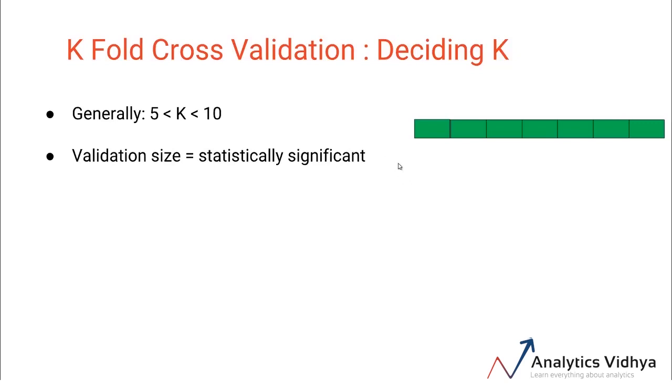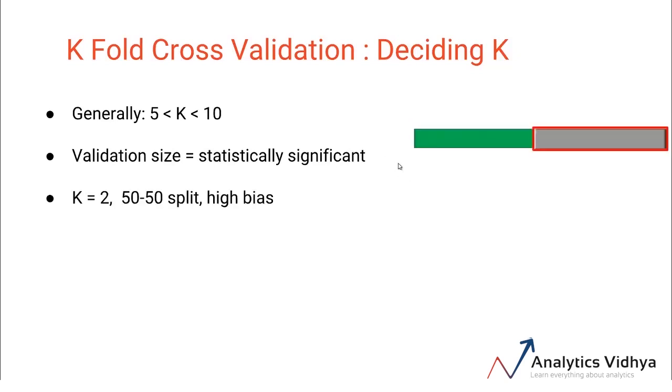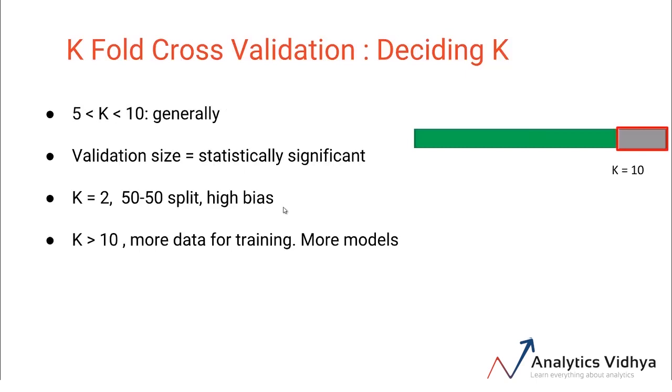Another point to note is that if we set the value of k very low, say k equals 1, in that case the training set will be the same as the validation set. And if we set k equals 2, it will be a 50-50 split. Therefore, the data for training will be relatively low. When we go beyond the value of 10, there will be more and more data for training and the size of the validation set will keep on decreasing. The computational complexity in this case also increases.